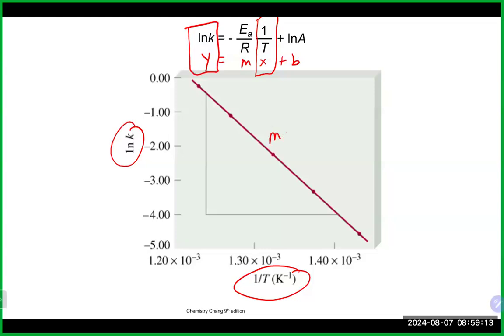The slope in this case, which is right there, is equal to minus E of A over R. That means that if you graph this and you figure out the slope of the line, which is a negative value in this case, you can multiply it by R and you will get the activation energy. By the way, the activation energy is usually a positive number. As you can see in the graph that we saw before, they are all positive hills going upwards. So activation energy is usually a positive value.